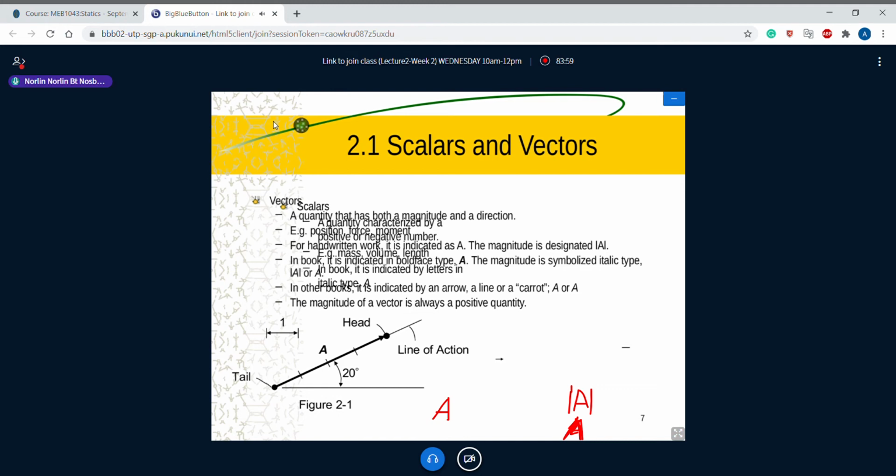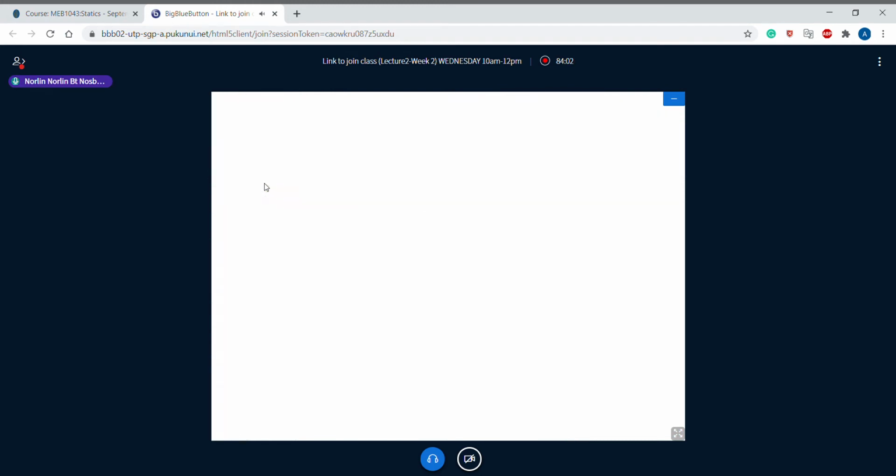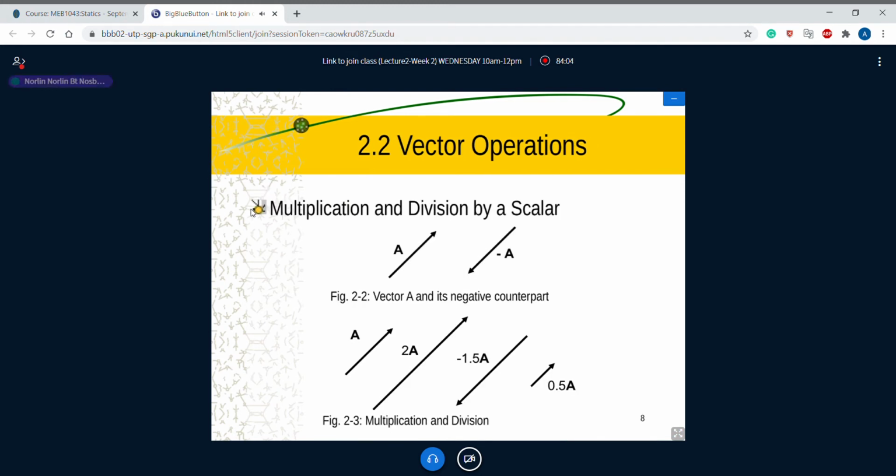Okay, now let's go to the next step. Now we are in vector operation. I think you all have learned this during foundation. For example, this vector A points upwards. If it is opposite of the one that you drew in the first place, it would be negative, negative vector A.